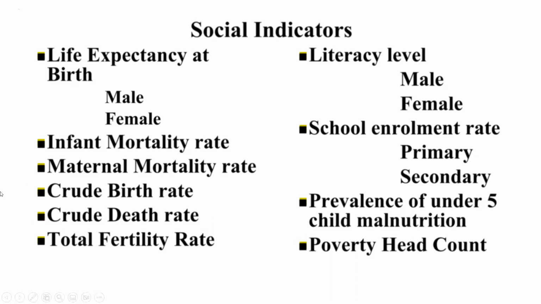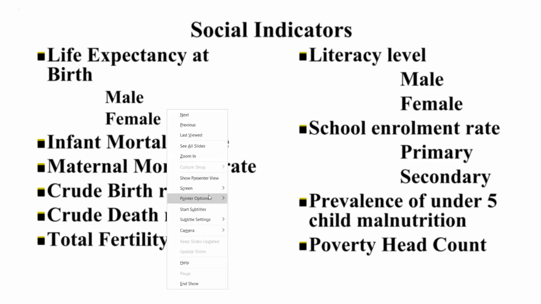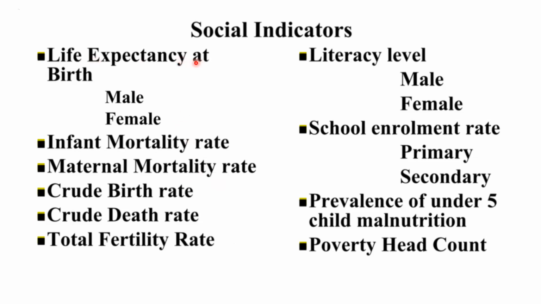Now, the majority of the social indicators are related to the health sector, like life expectancy at birth. Here also, if pregnant mothers may not be able to get nutritious food, that may impact life expectancy at birth. Then crude birth rate, crude death rate, total fertility rate, then literacy level also. Now school enrollment rates, prevalence of under 5 child malnutrition.